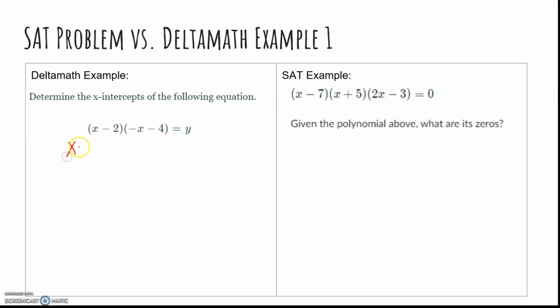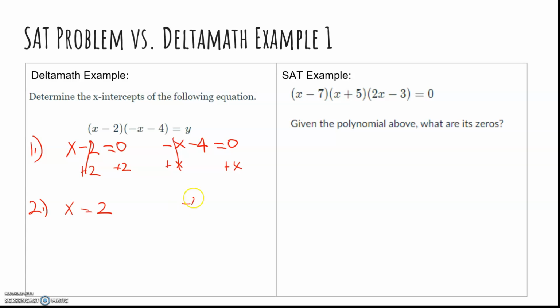I'm going to take each set of parentheses, each factor, set it equal to 0. And then I'm going to solve. This is my step 1, and then step 2 will be solving them. I'm going to add 2 to both sides on this one. This will cancel, and it gives me x is equal to 2. For this one, I'm going to add x to both sides. Negative x and a positive x cancel out, and this becomes negative 4 is equal to x. You can rewrite that as x is equal to negative 4.